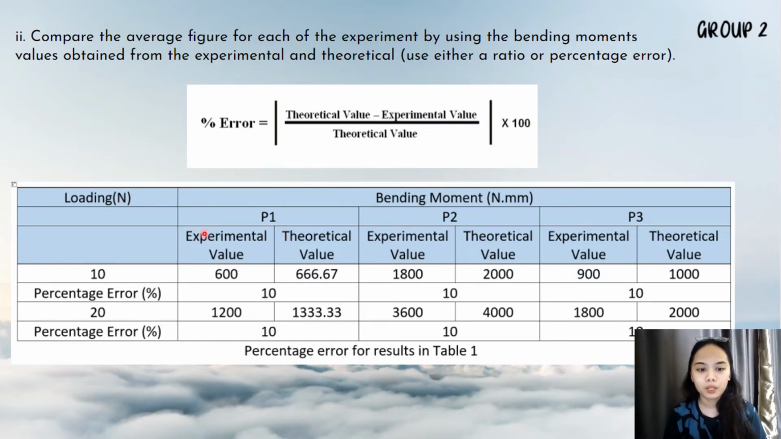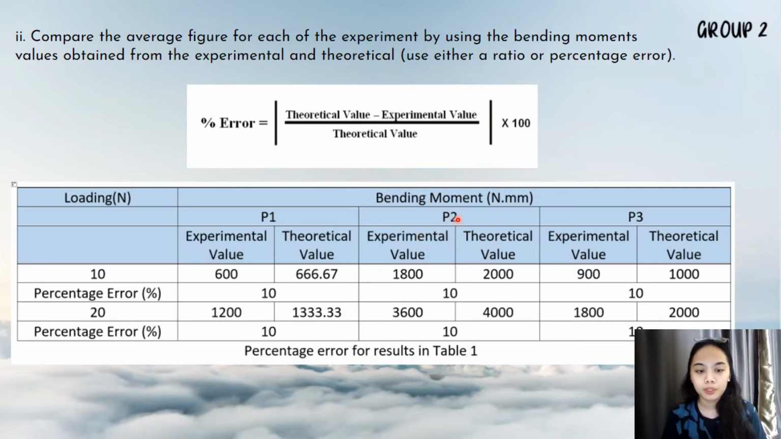In P1, when the loading is 10, the experimental value is 600 Newton meter square, and the theoretical value is 666.67 Newton meter square. The percentage error calculated using this equation between these two is 10%. When the loading in P1 is 20 Newton, the experimental value obtained is 1200 Newton meter square, and the theoretical value is 1333.33 Newton meter square. Between these two values, the percentage error calculated is 10%.